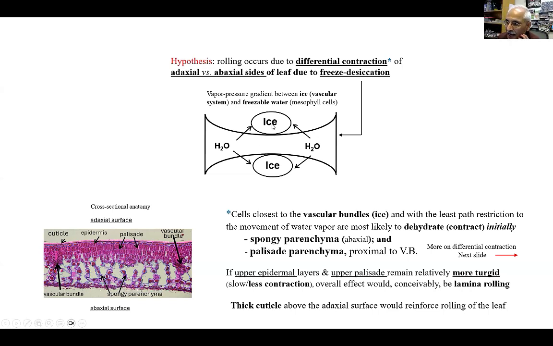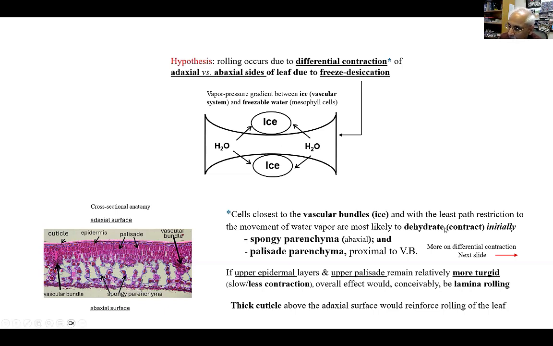Okay, so when the freezing happens, the ice at a given temperature always has a lower vapor pressure than the supercooled water. So when the ice forms outside a cell, it will pull the water out because of this vapor pressure gradient and will cause the cells to contract, like is shown in this drawing here. So we believe that the lamina rolling happens because these adaxial versus abaxial cells of the leaf are contracting differentially. Some contract more than the other.